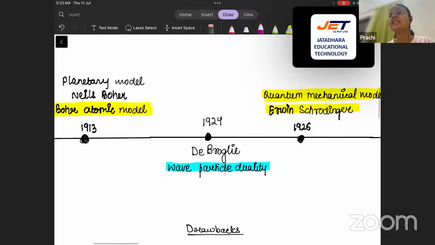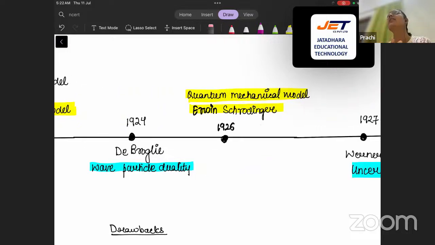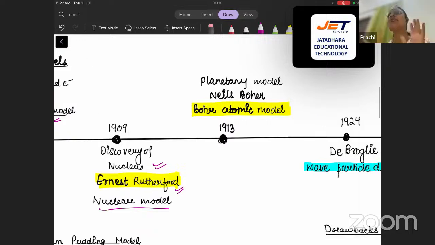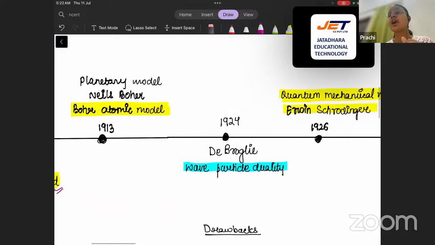Then in 1924, he explained the wave particle duality. And then finally came the quantum mechanical model, which was based on the fact that, when Bohr gave his model, it was already known that light behaves both as a particle and as a wave. After many years, de Broglie said electrons also behave the same way, that they behave both as a wave and as a particle.